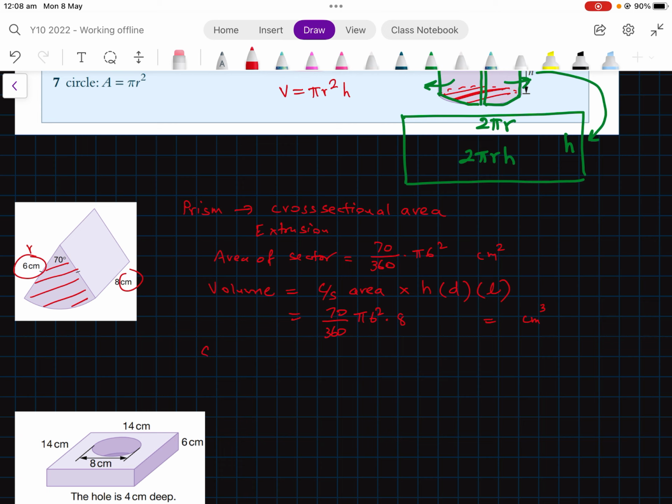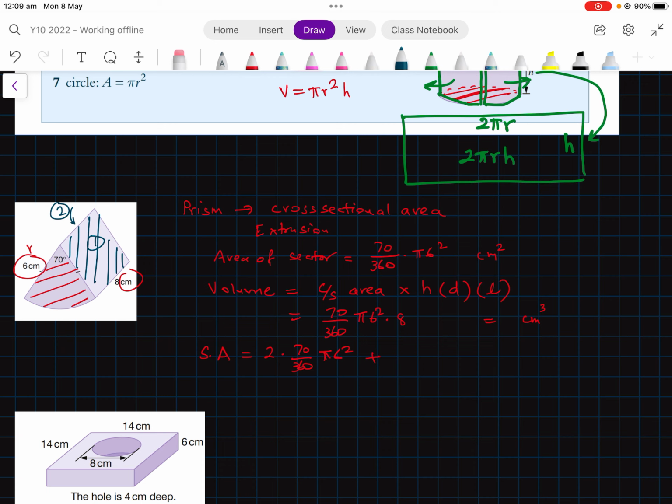Surface area, SA, we accept that as a notation. If you write that in the exam, that should be fine. Surface area is the two sectors, the front and the back. So 2 times 70 over 360 into pi 6 squared plus. Now you will see this rectangular surface here. We have one on this side and another one on this side, which you don't see.